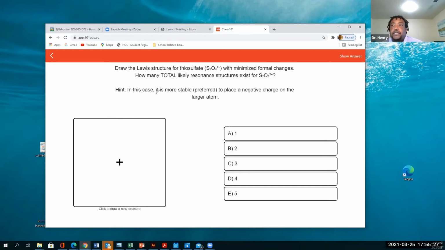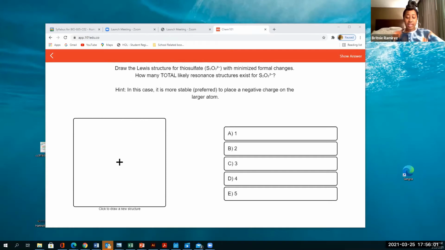So in this case, it is more stable to place the negative charge on the largest atom. Okay, so that's our hint. Which one is going to be the largest atom? Oxygen or sulfur? Oxygen. Are you sure? Sulfur. Well, no. What is the rule? Remember the trend. Don't throw out our trends. Remember we talked about those trends, right? Do you remember the trends?